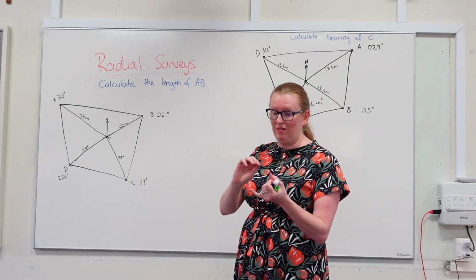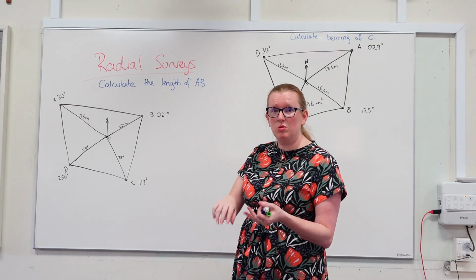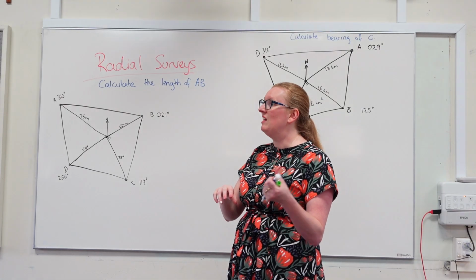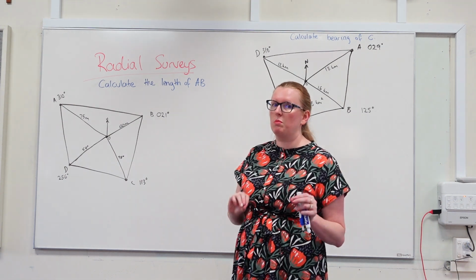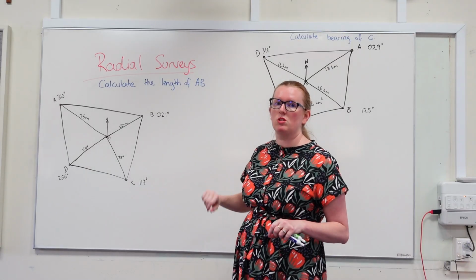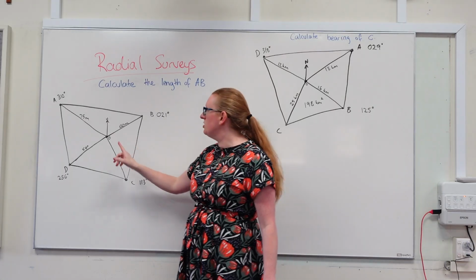It involves bearings, it could involve the area rule, it could be the sine rule, the cosine rule. It can even have right angle trig in there sometimes. Pretty much anything that we've learned this topic can exist in a radial survey. All right, now a radial survey is basically just a compass.